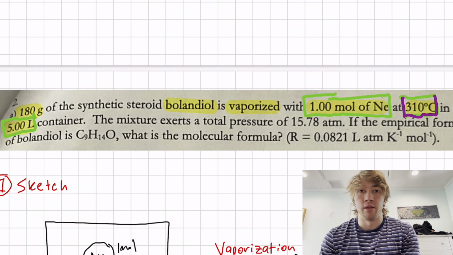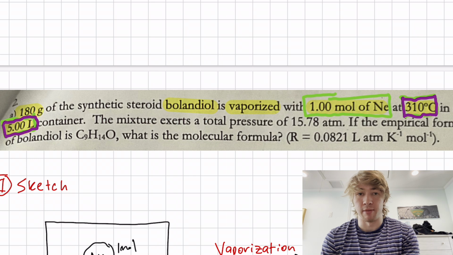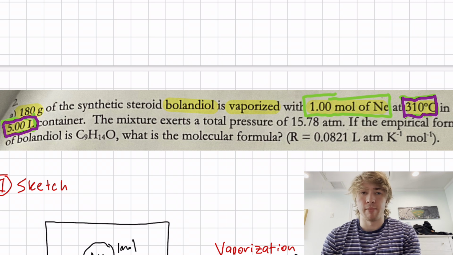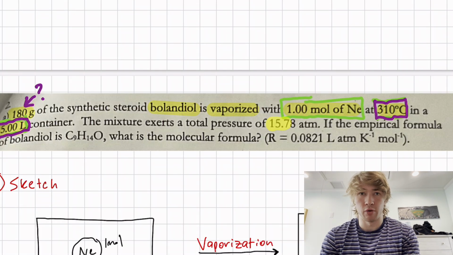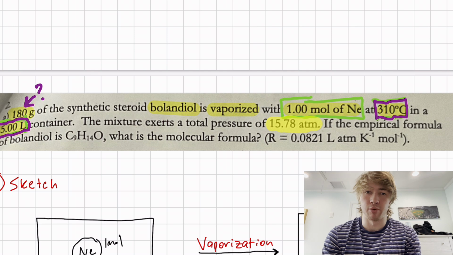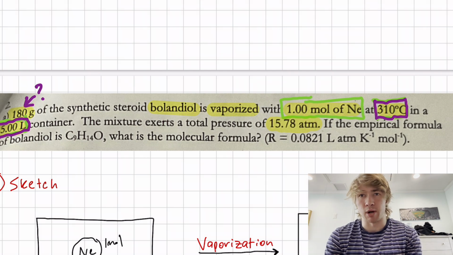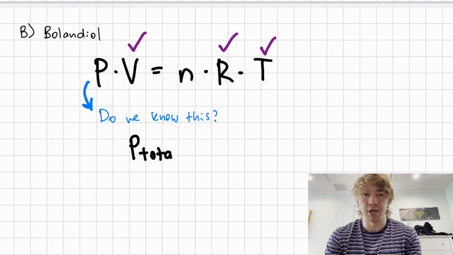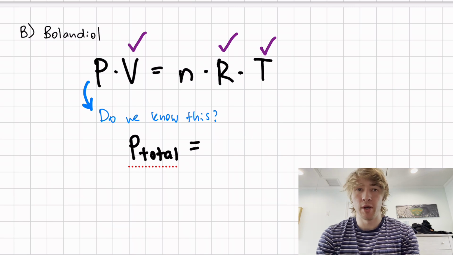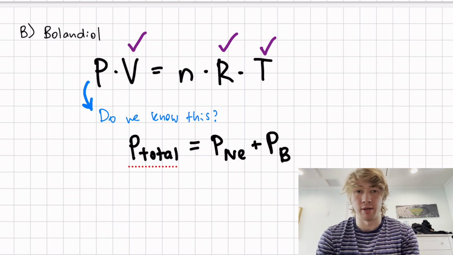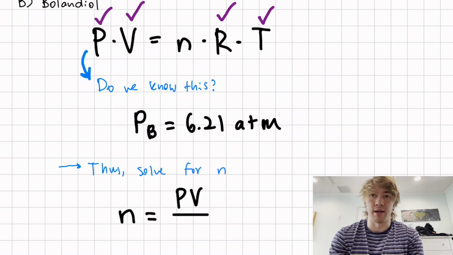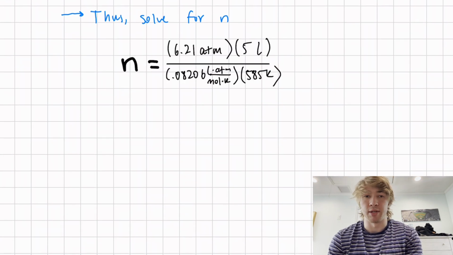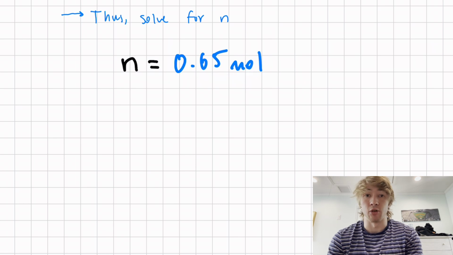For bulandiol, the volume of the container and the temperature are the same as for neon, but they give the amount of the compound in grams, not moles, so we don't actually know N yet. Can we figure out pressure? Well, we know the total pressure, and we just found the partial pressure of neon. We also learned in the last problem that the total gas pressure in a chamber is just the sum of the partial pressures, which in this case is just neon and bulandiol. This lets us solve for bulandiol's partial pressure. Plugging this back into the ideal gas law, we can rearrange and solve for N, which comes out to 0.65 moles.